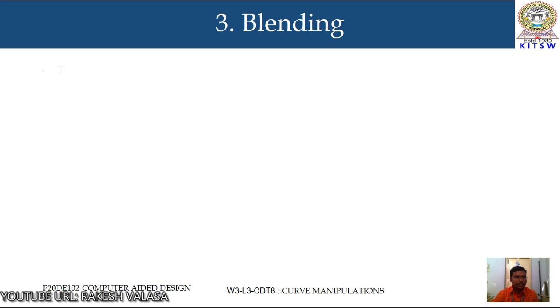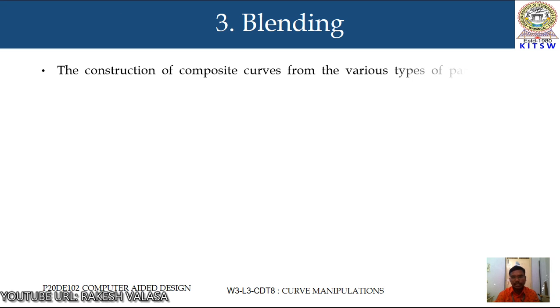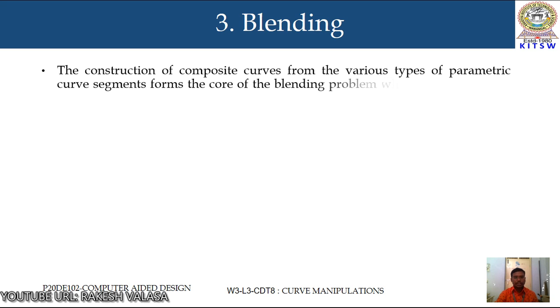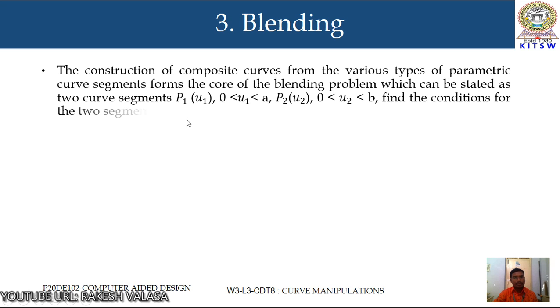The next one is blending. This is also a very important manipulation in CAD/CAM software. The construction of composite curves from various types of parametric curve segments forms the core of the blending problem, which can be stated with two curve segments. Let us take the first curve, P1 of u1, with limits 0 to A. Let us take the second curve, P2 of u2, with limits 0 to B, that means 0 less than u2 less than B. Find the condition for the two segments to be continuous at the joint.